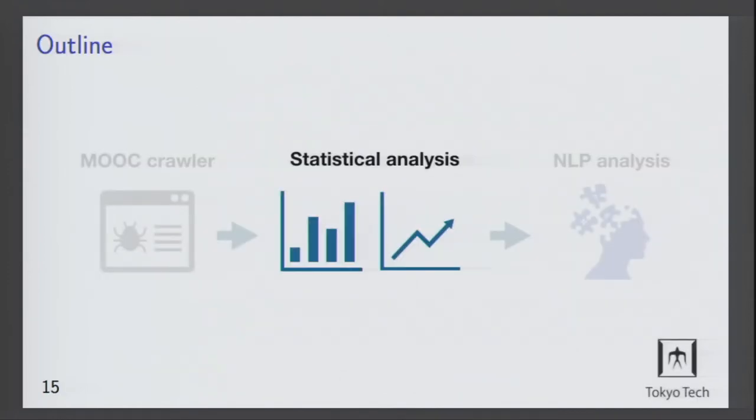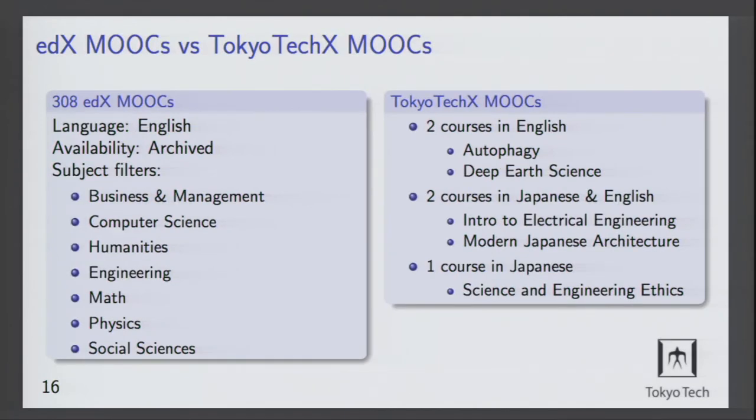Okay, now I'll proceed to statistical analysis of the crawl data. Using the crawler tool, we were able to extract 308 edX MOOCs, and we filtered them using the following features. So language, which is English availability. We crawled only archive courses, since these are the courses which provide the whole content of the course. And we filtered based on 7 subjects, some of which are business management, computer science, and humanities, and so on. And we decided to compare these extracted courses with the Tokyo Tech MOOCs.